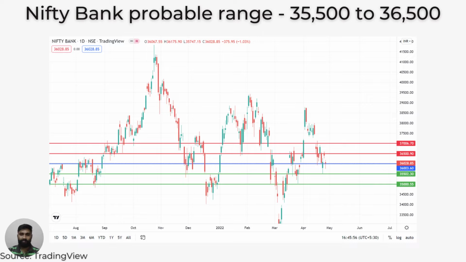And this is contingent on the fact that the heavyweight constituents of the Nifty Bank, such as ICICI Bank, Kotak Mahindra Bank, and also HDFC Bank, don't have big price swings. If there is a big price swing, then it will definitely catch up to the Nifty Bank as well and might breach these supports and resistances.